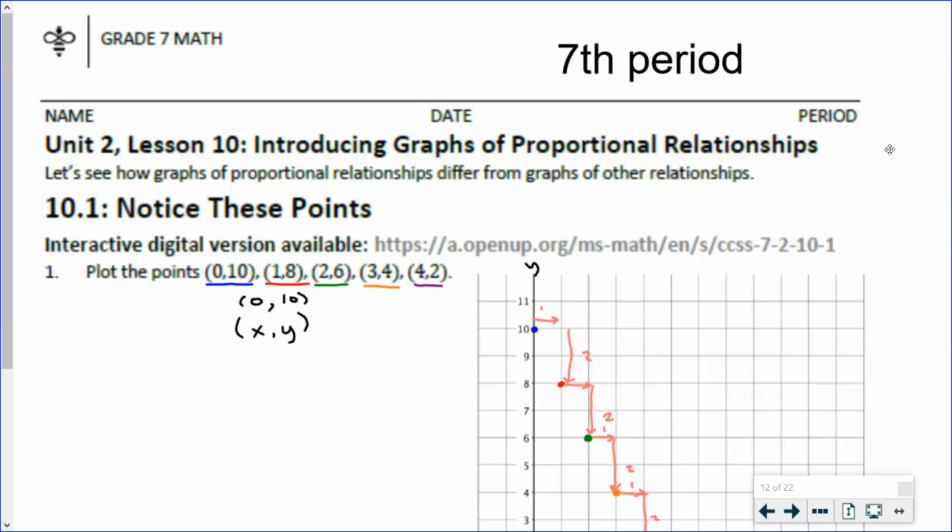Hello Math 7 students, this is Open Up Resources, Unit 2, Lesson 10, Introducing Graphs of Proportional Relationships. This is part 2 in our two-part video series. I want you to remember what we did last time.